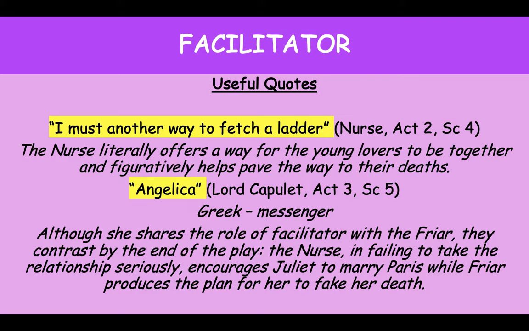As an example, she says, "I must another way to fetch a ladder" in Act 2, Scene 4. She's saying this to Romeo, basically saying, "I'll make it so that not only will you get married, but you can also go into Juliet's room after the wedding so that you can consummate your marriage." In other words, you can have sex. So the nurse literally offers a way for the young lovers to be together by saying, I'm going to get a rope ladder to her room.